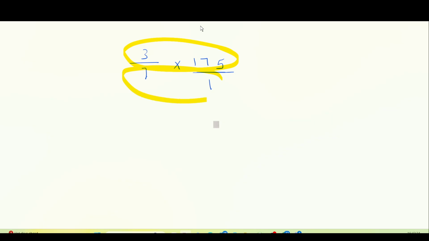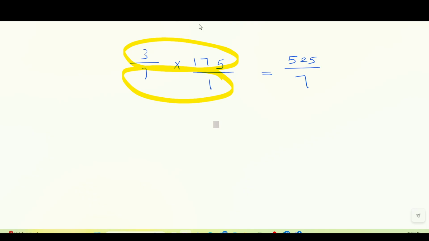Now, suppose we have to multiply a fraction with a whole number. Same thing again. Because this is a whole number, there is nothing in the denominator. You can consider there is a 1. So just multiply bottom with bottom and top with top. So 3 times 175 is 525. 7 times 1 is 7, and that's our answer.